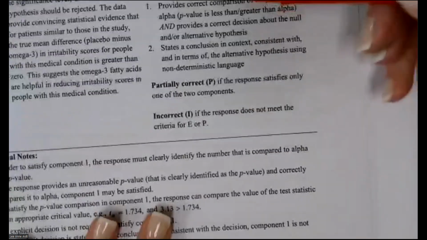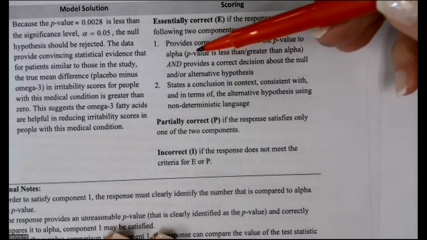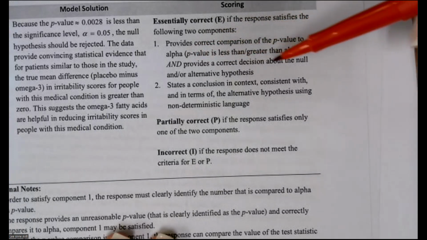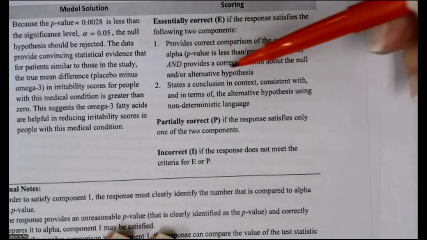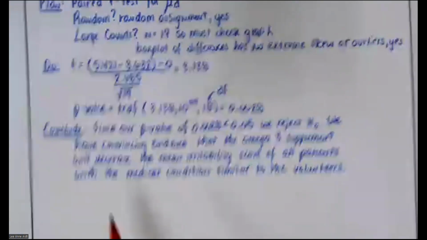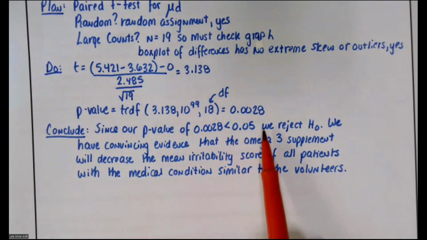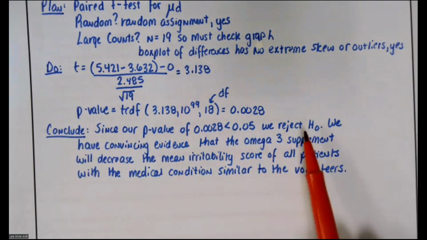Section 3. 2 components. Provides correct comparison of the p-value to alpha, something about p-value is less than or greater than alpha, and provides a correct decision about the null and or alternative hypothesis. So since our p-value of 0.0028 is less than alpha, we reject the null. That's the first part right there.